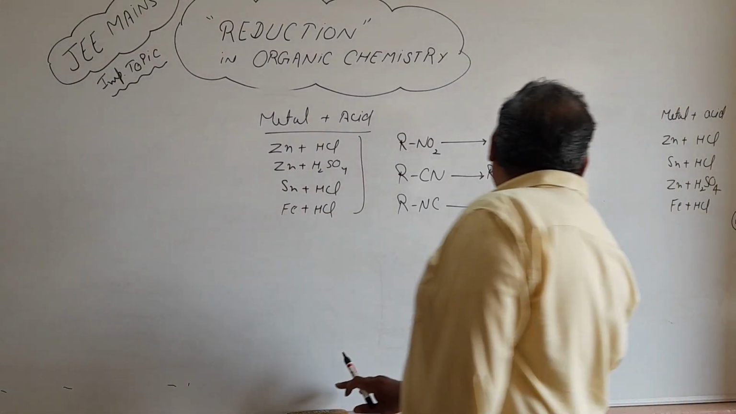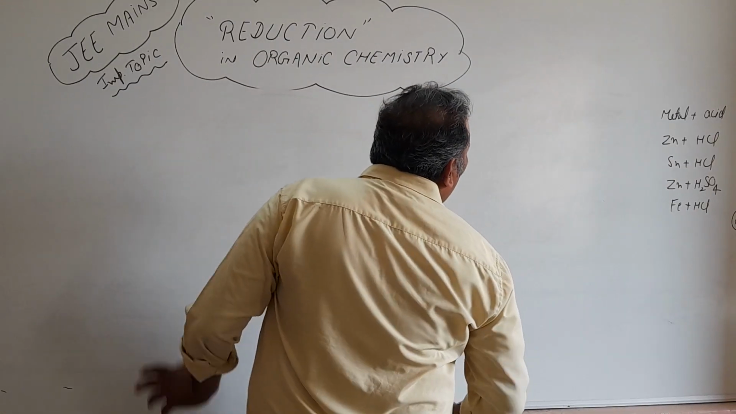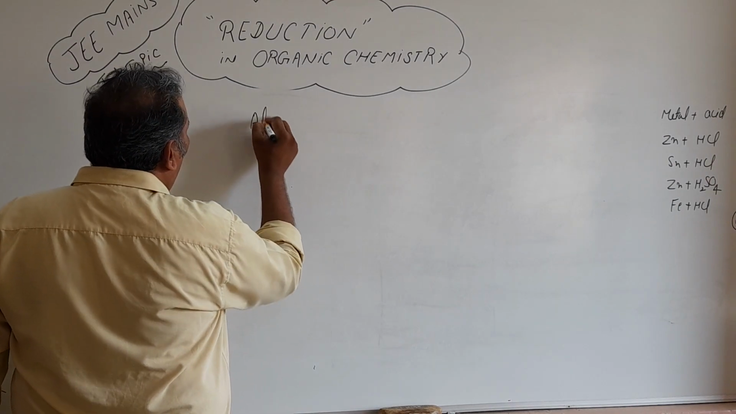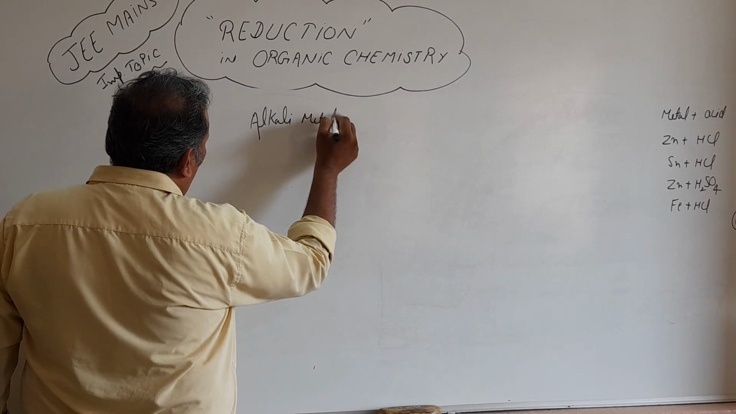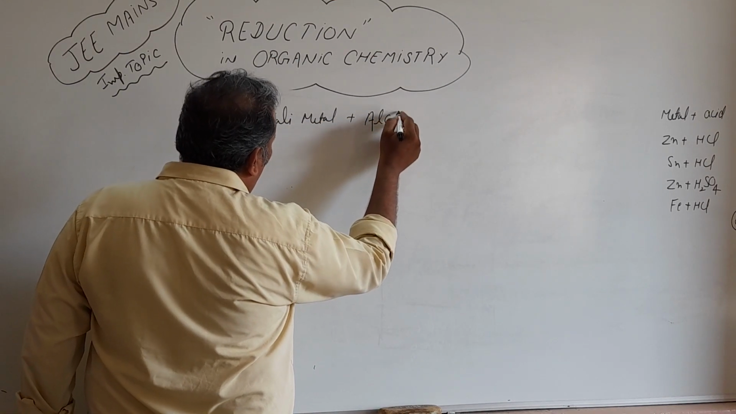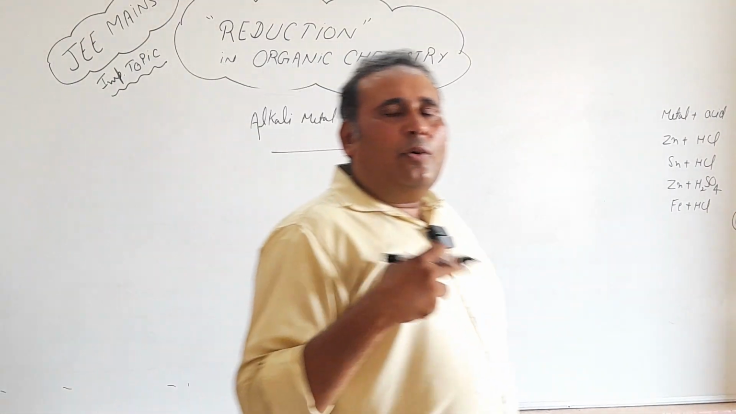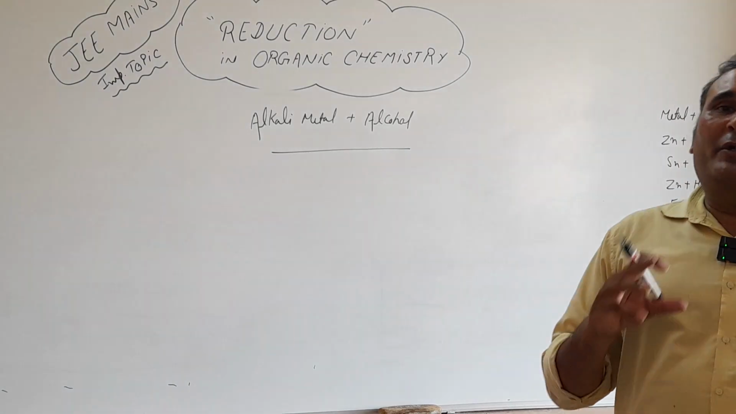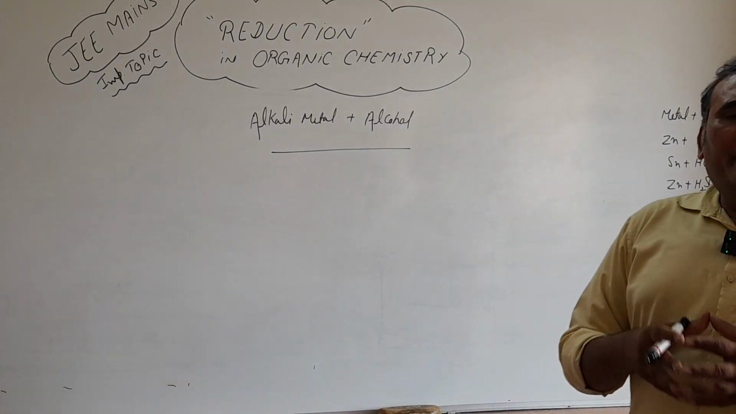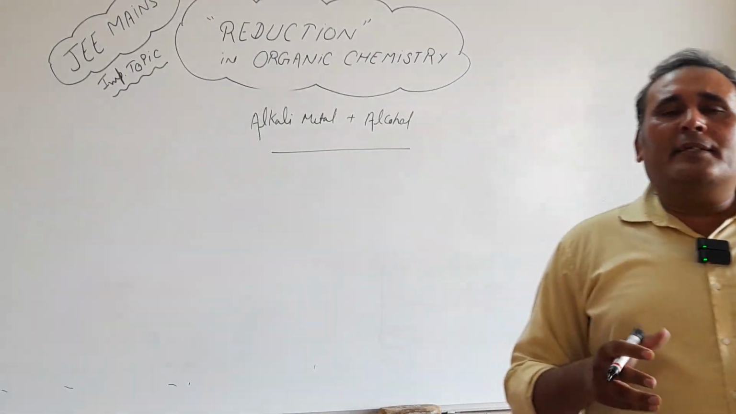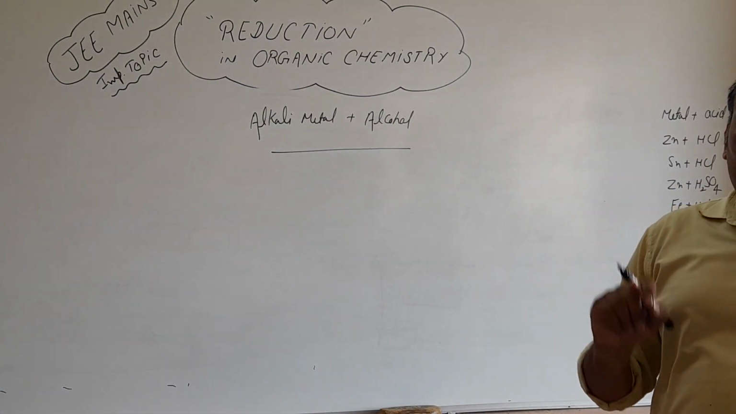The second last one we are using is alkali metal plus alcohol. Alkali metal plus alcohol can also selectively reduce some functional groups, not every functional group. So they are also very important. Actually, the reducing agents which are selective are very important for us, because they selectively reduce some functional groups.